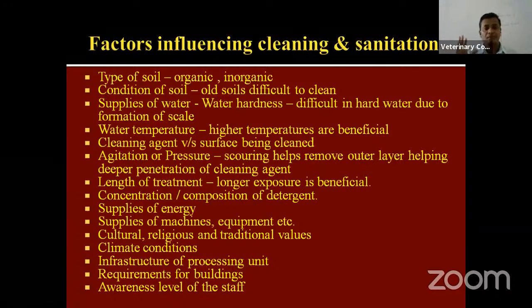So what is the water temperature that is beneficial for achieving the cleaning process? Does the cleansing agent have a surface active agent, so that more agitation is brought about, more pressure can be applied, so that the heat or the chemicals will go for deeper penetration into the soil? And what is the length of the treatment? Longer is beneficial, but at times longer is not possible because immediately the next shift has to be started. Under such circumstances, we have to select an agent that brings about the activity in less time.